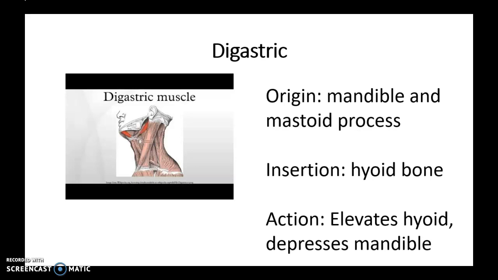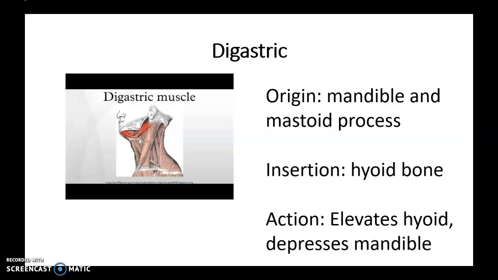The first muscle we will talk about is called digastric. And digastric is a muscle that's found on the floor of your oral cavity. So right here, if you look at this picture, this is digastric. As you see, it has two bellies. Do you see that? It has two bellies.